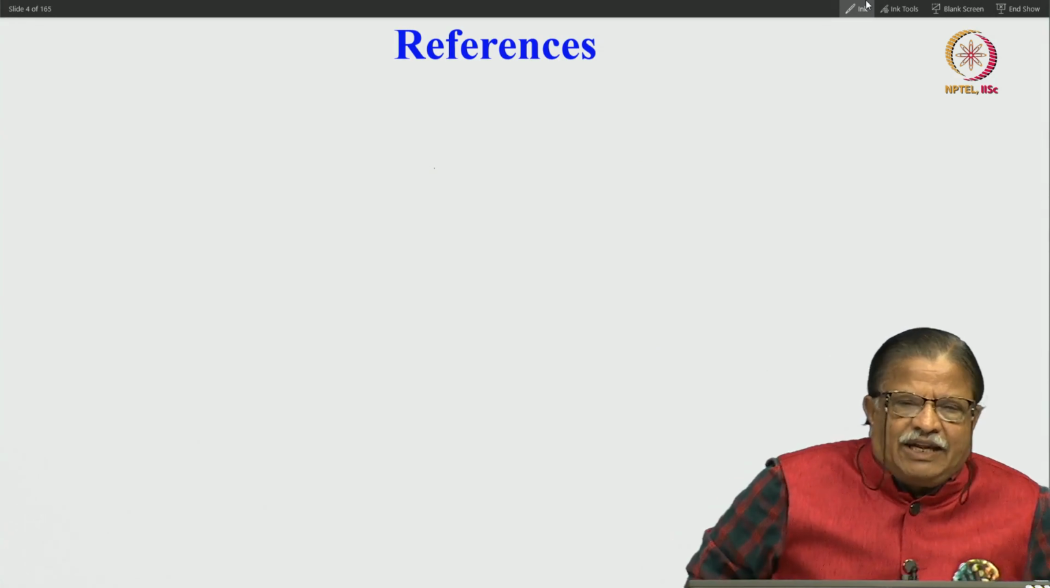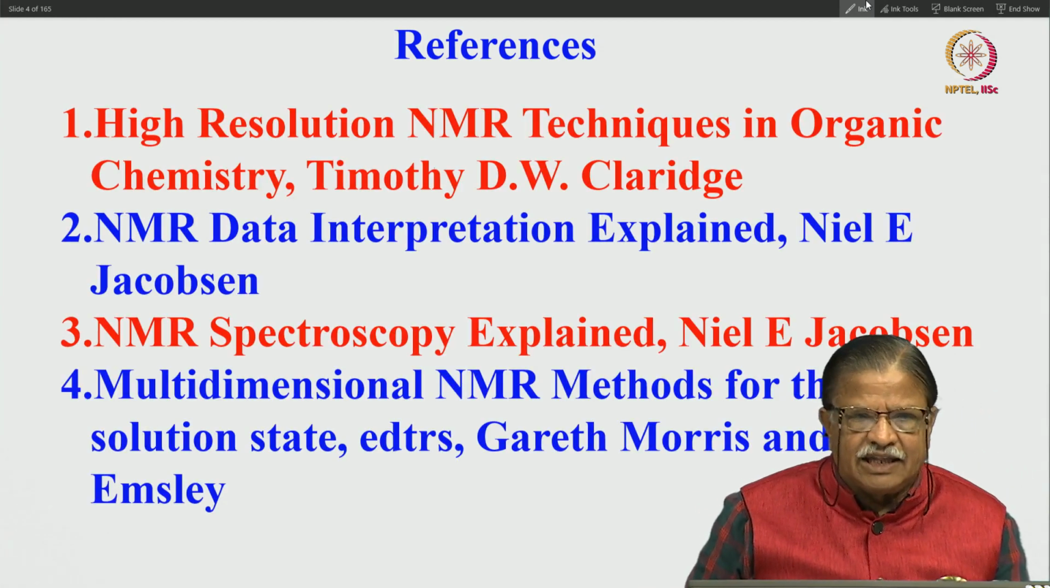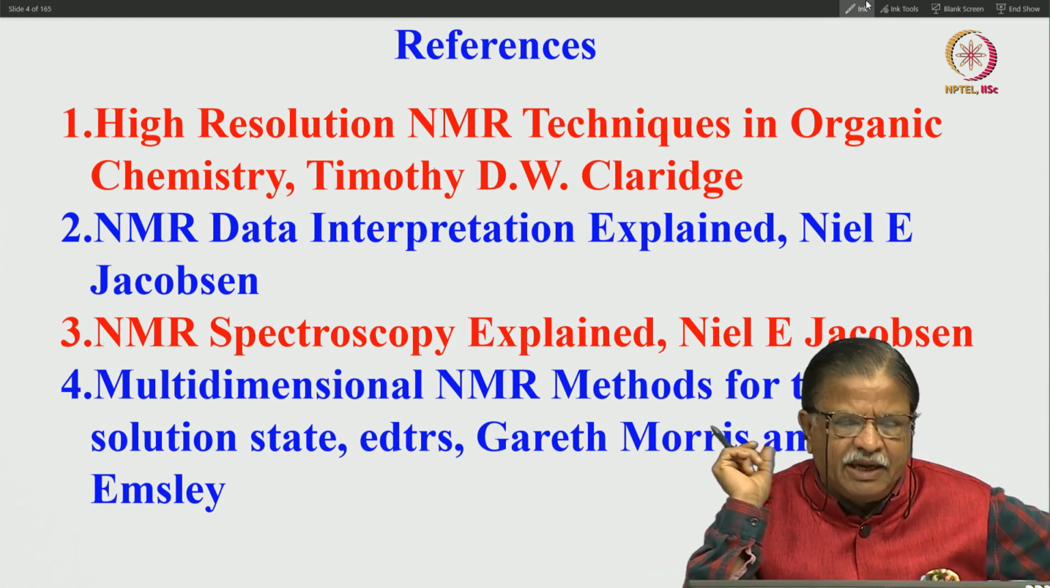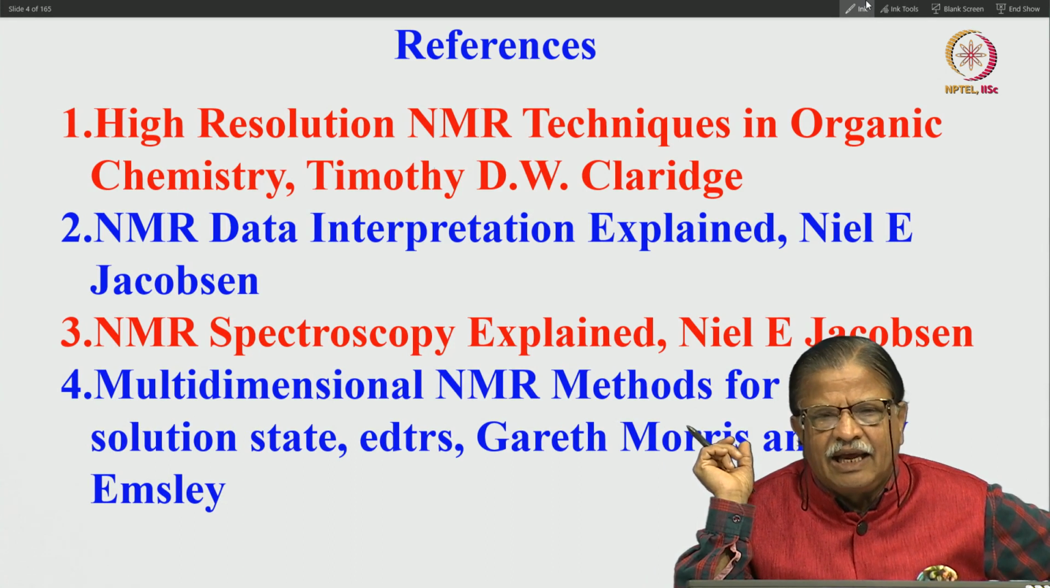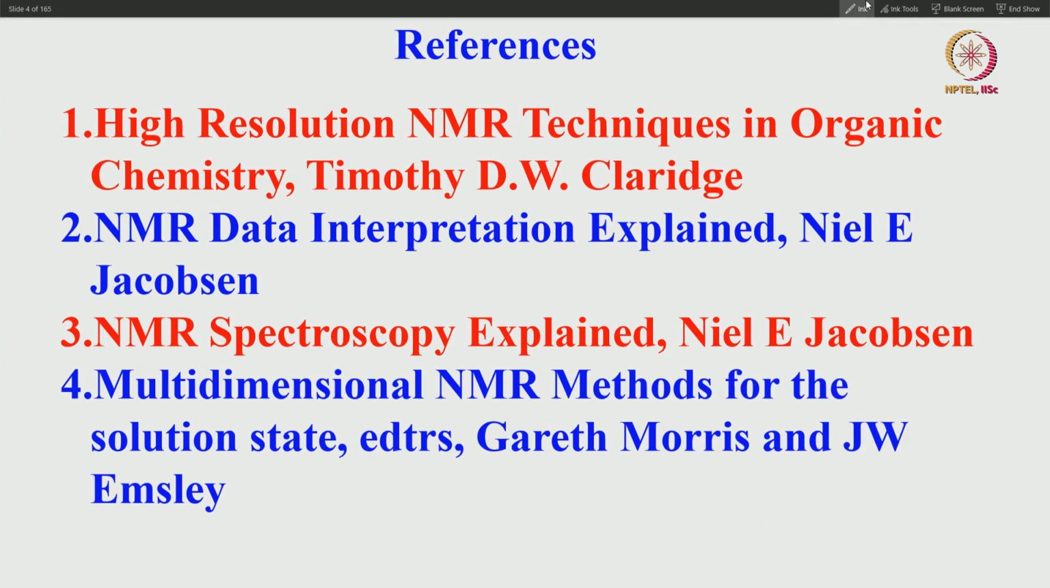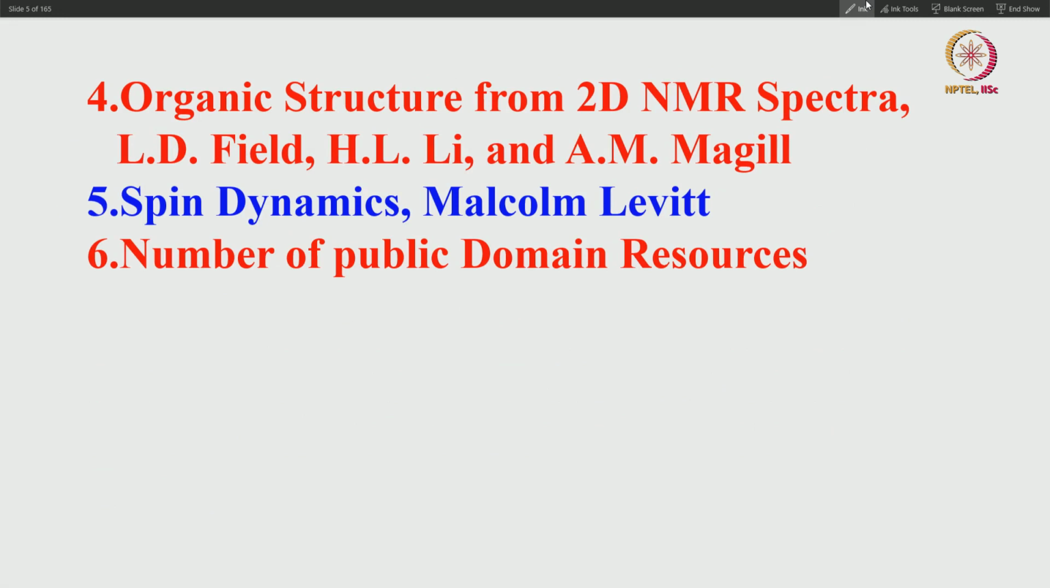And for this course I have taken some references. These are High Resolution NMR Techniques in Organic Chemistry by Claridge, and NMR Data Interpretation Explained by Neil Jacobsen, NMR Spectroscopy Explained again by Neil Jacobsen, and Multidimensional NMR Methods for the Solution State, which was edited by Gareth Morris and J.W. Emsley, and we have the book Organic Structures from 2D NMR Spectra by Leslie Field and others, Spin Dynamics by Malcolm Levitt, and a number of public domain resources are also there.